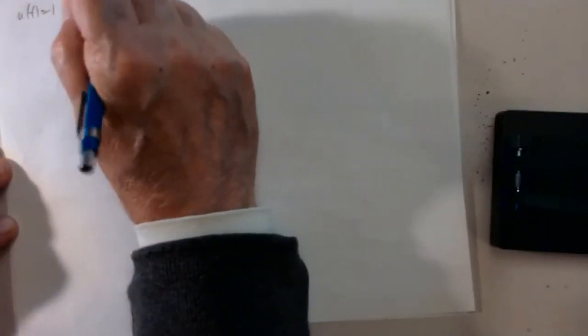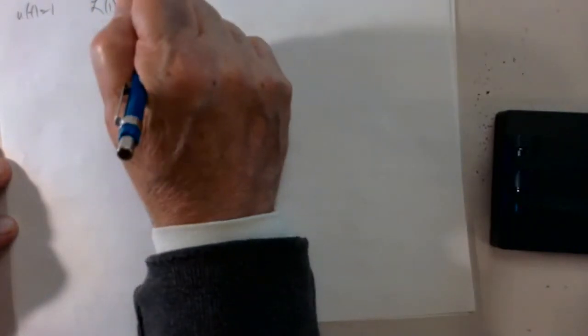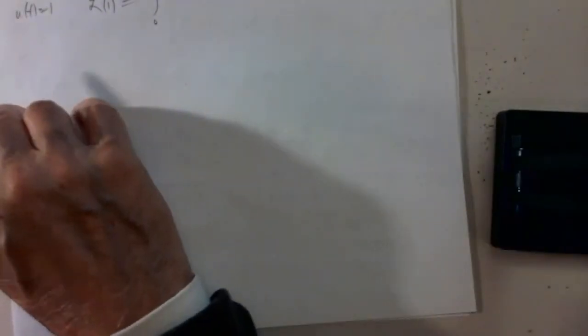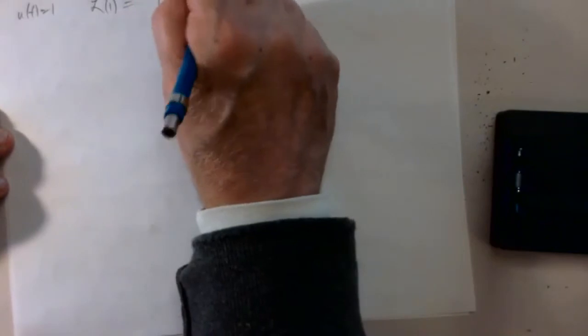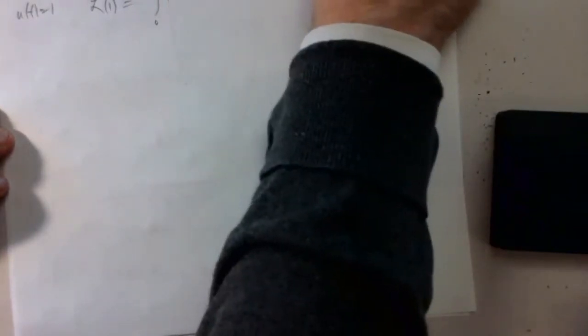If we take the function u of t equals 1, the Laplace transform of 1, which was the integral from 0 to infinity of 1 times e to the minus st dt. Integrating 1, that's 1 over s.